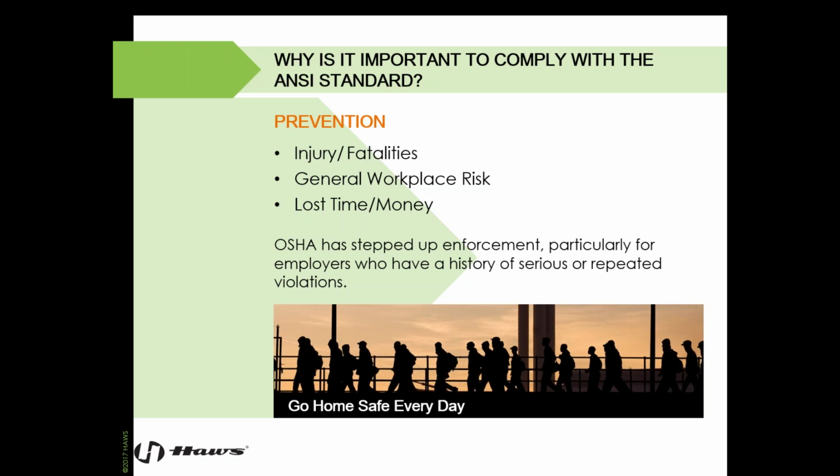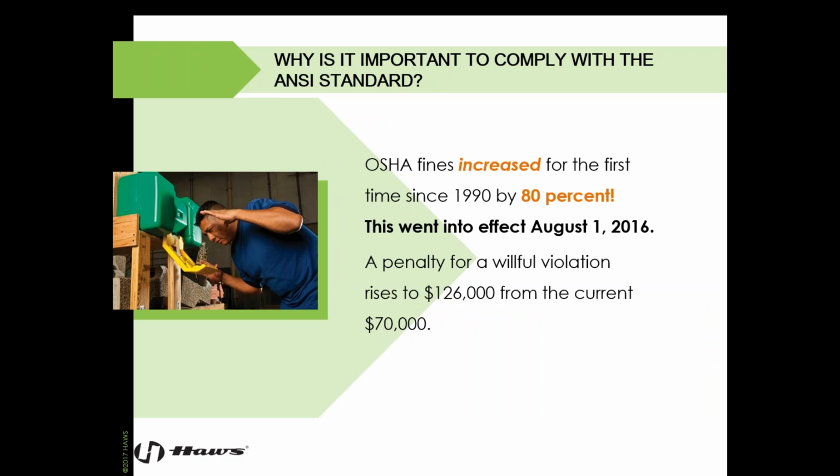Recently, OSHA has stepped up enforcement specifically around emergency showers and eye washes, and for those employers who have a history of a serious or repeat violation. Another reason why it's important, on August 1st of last year, OSHA increased their fines by 80%. Since 1990, they have not increased their fines. 80% is extremely significant. So a past violation prior to August 1st in 2016 could have been around $70,000 and is now increased up to $126,000. That's huge, so might as well take the steps ahead of time to prevent any potential OSHA fines.